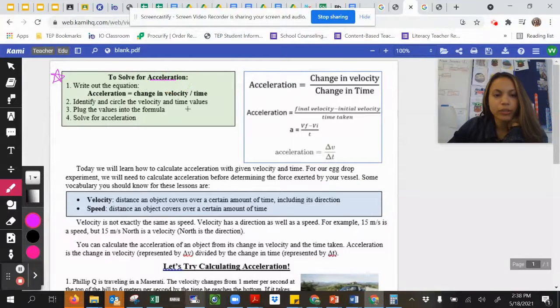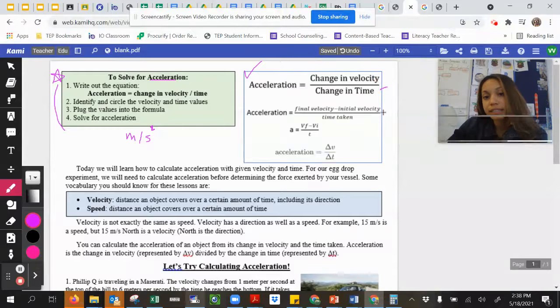To solve for acceleration, we're going to follow these steps. The next thing that we should actually do is make sure that we have the correct units for acceleration. So the unit, I'll add that in for you, is meters per second squared. And I'll add that in for you in your classwork as well. So this is also in your reference sheet here. So this is also going to be very important.